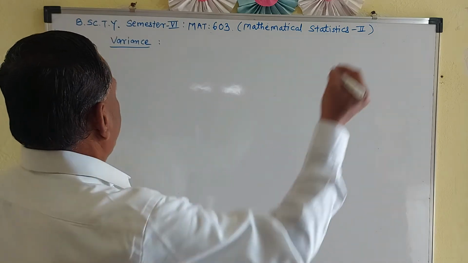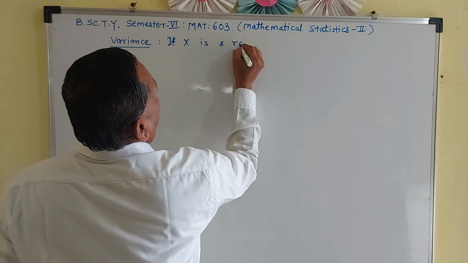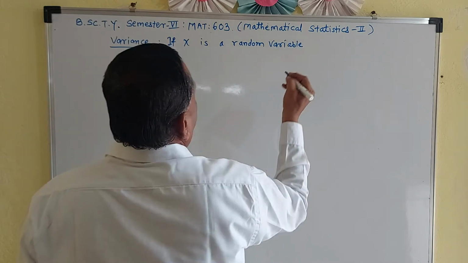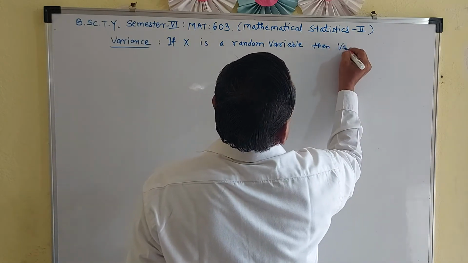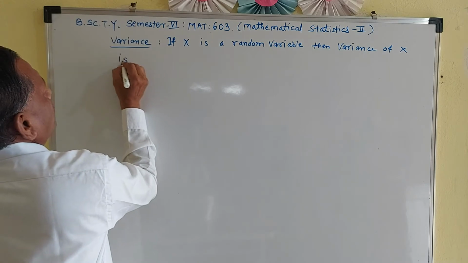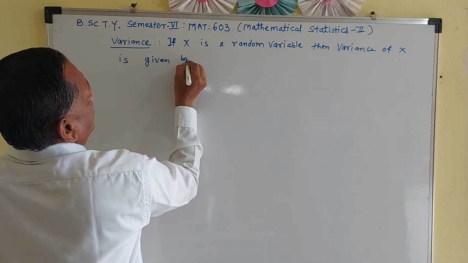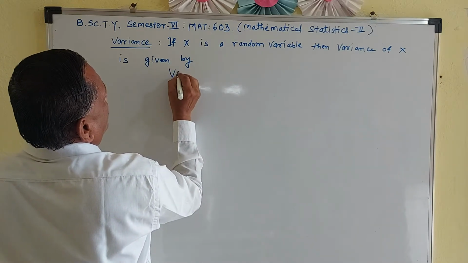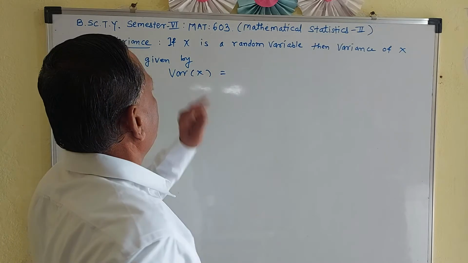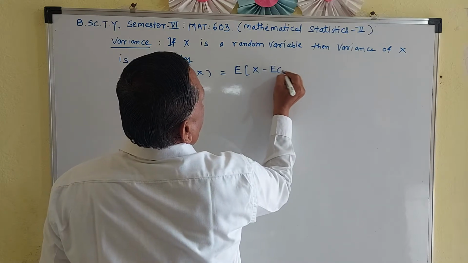Now what is the definition of variance here? If x is a random variable which is continuous or discrete, then variance of x, its notation is Var, is given by: variance of x is equal to, you write V of x or Var x, variance of x is equal to expectation of (x minus E of x) square.